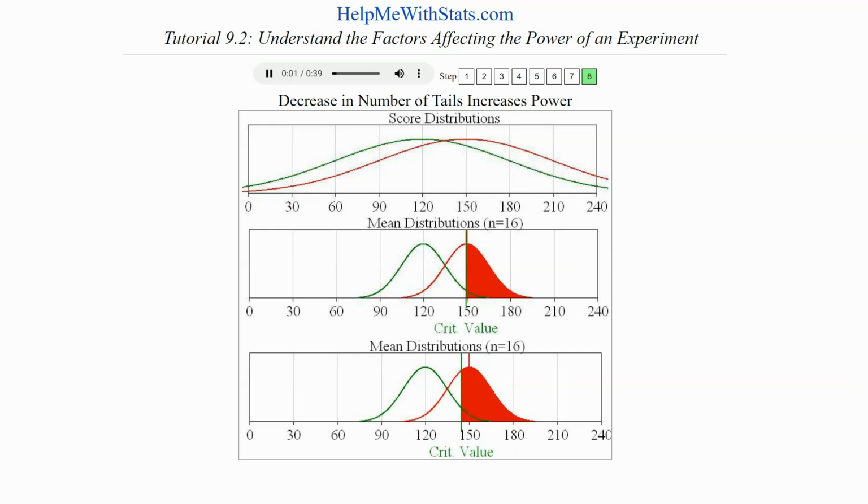Here's how a decrease in the number of tails in the hypothesis test will increase the power of the experiment. The top display shows the null score distribution in green and the alternative distribution in red. The middle display shows the mean distributions when the sample size is 16. The bottom display shows that a decrease in the number of tails from 2 to 1 will decrease the critical value. This decrease in the critical value will increase the part of the alternative distribution above the critical value of the null mean distribution. Therefore, the area in red, which shows the power, will increase.